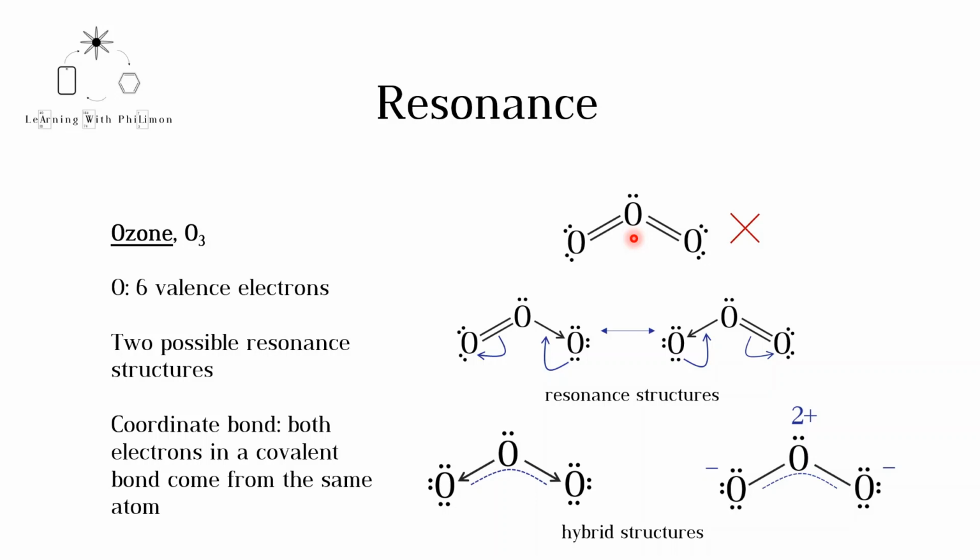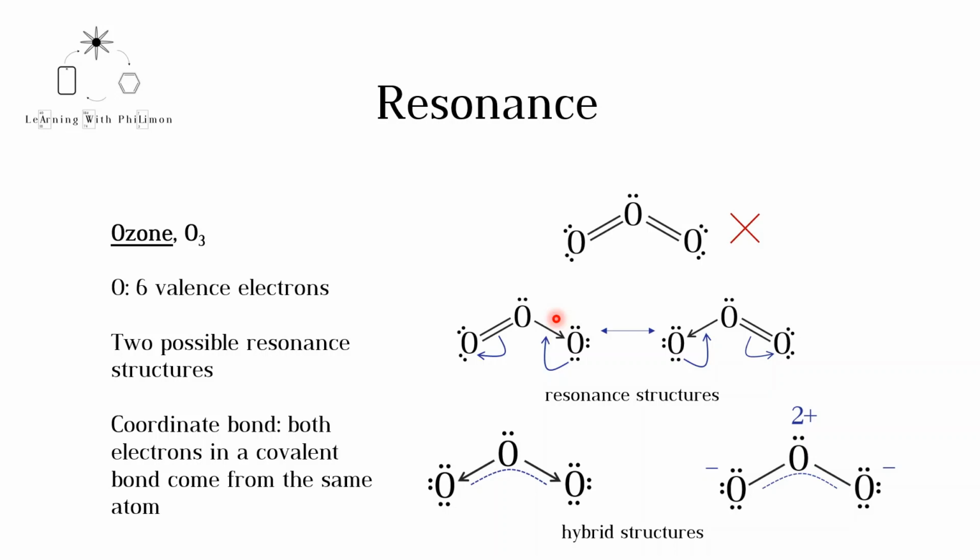Instead, we can draw a single bond with one oxygen atom and a double bond with the other oxygen atom. The single bond is drawn with an arrow because it is a coordinate bond. Both electrons in the bond are coming from the central oxygen atom. All the 6 valence electrons are accounted for: 1, 2, 3, 4, 5, 6. Bonding in this way, all oxygen atoms complete their octet.